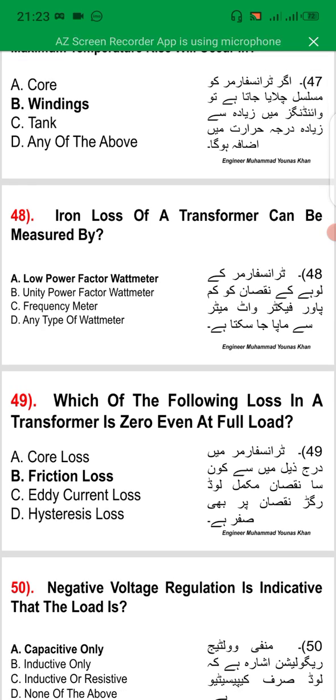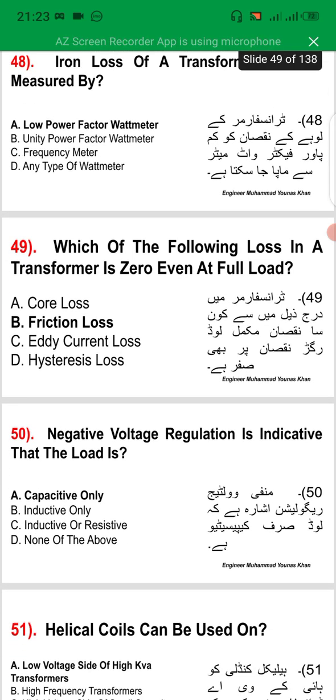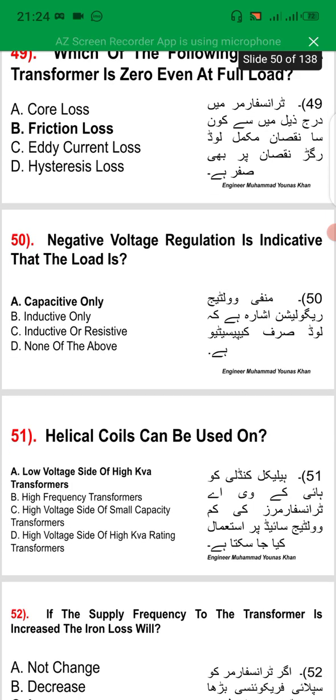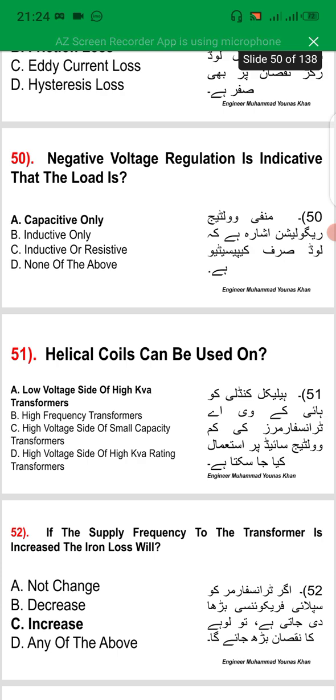Which of the following losses in a transformer is zero even at full load? Friction loss. Negative voltage regulation is indicative that the load is capacitive only. Helical coils can be used on low voltage side of high kVA transformer.